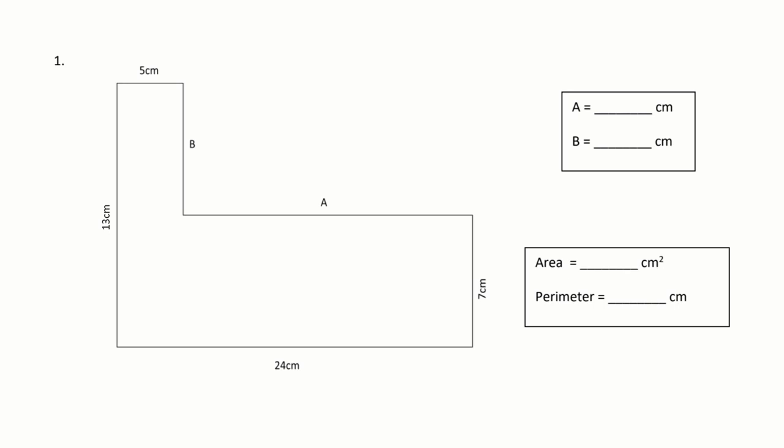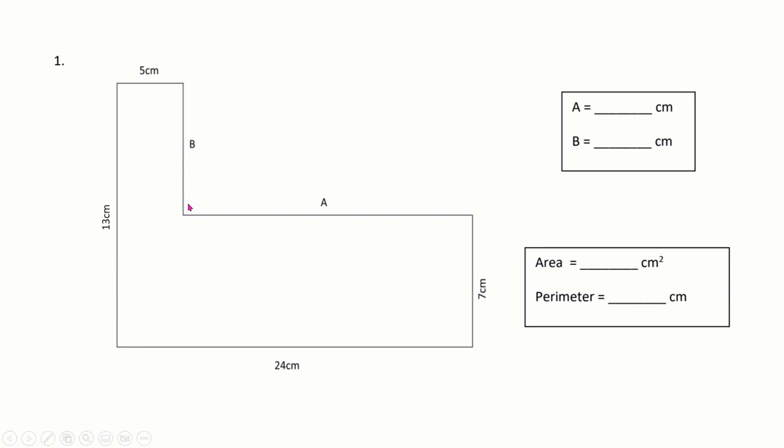In this tutorial, you will learn how to calculate the area and perimeter of a 2D shape when the shape has some missing lengths that you have to figure out first. So what is the perimeter? The perimeter is the distance all the way around the outside. So that there is 5 centimetres.